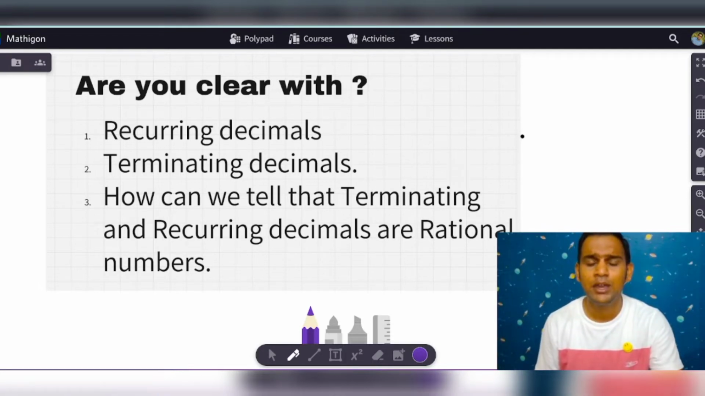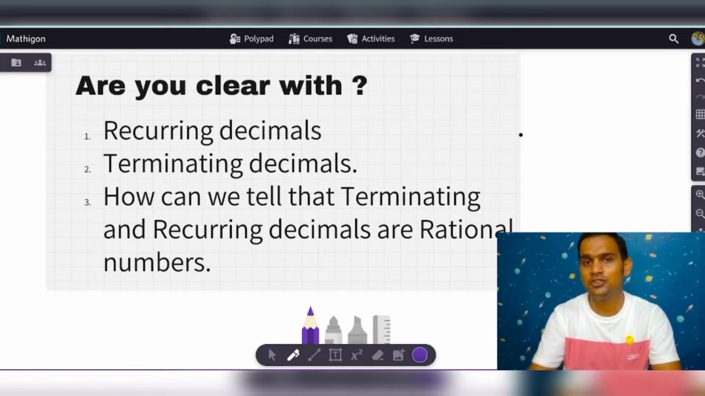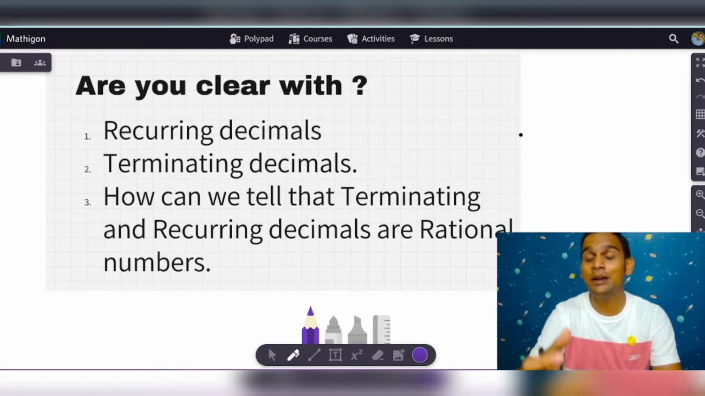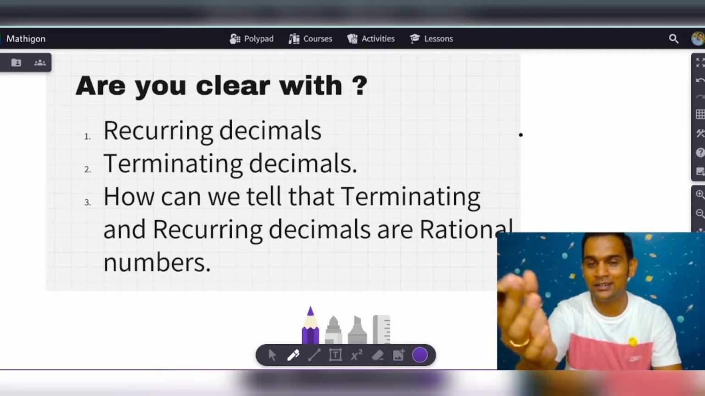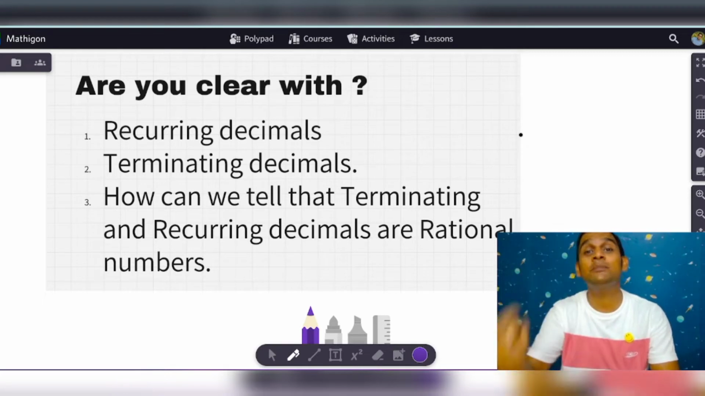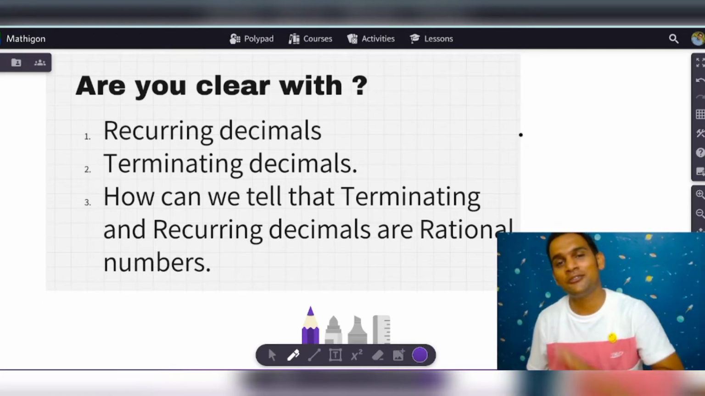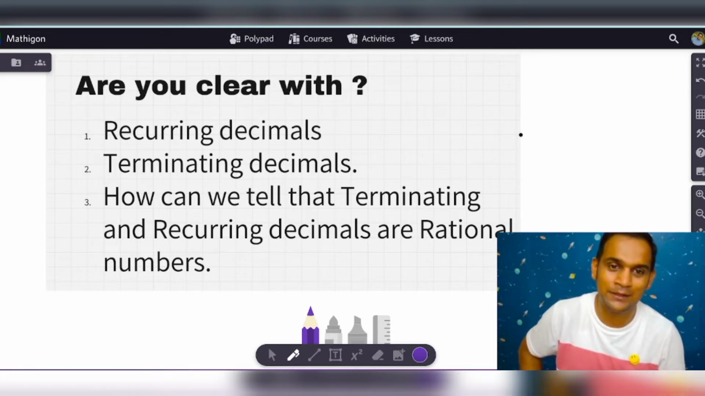Very quick revision. Terminating decimals are the decimal expansions which end after a few decimal places. Recurring decimals do not end, but keep on repeating again and again. Terminating decimals end after a few decimal places, right?